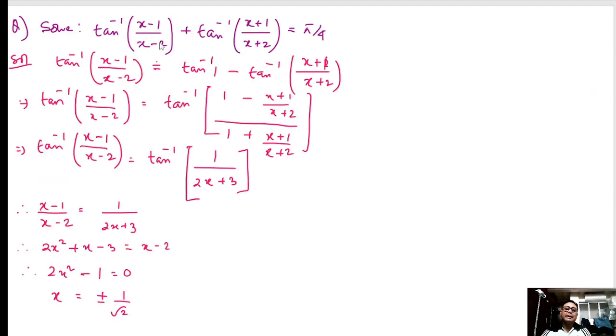Let's see the next sum. Tan inverse this plus tan inverse this is equal to pi by 4. Solve for x. Okay, so tan inverse x minus 1 equal to, tan inverse of this I can write as tan inverse 1 minus this. So it is the tan inverse A minus tan inverse B formula.